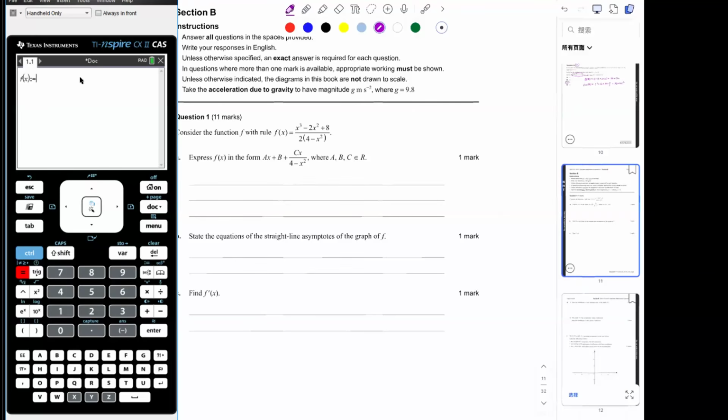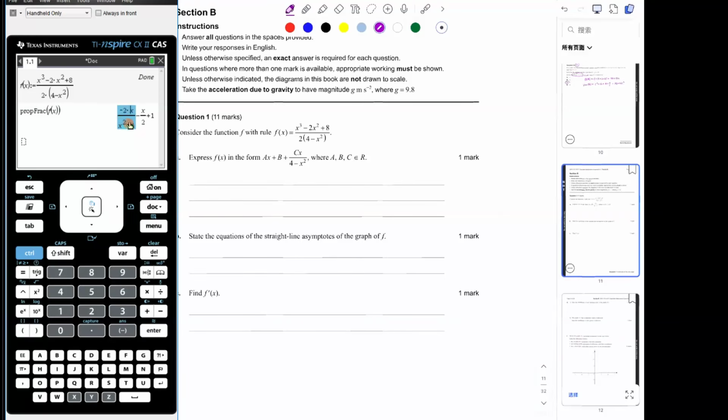I think I'll be getting x to the power 3 take away 2x squared plus 8 divided by 2 lots of 4 minus x squared. Notice this form is actually a proper fraction form rather than a partial fraction form. So I do prop frac f of x.